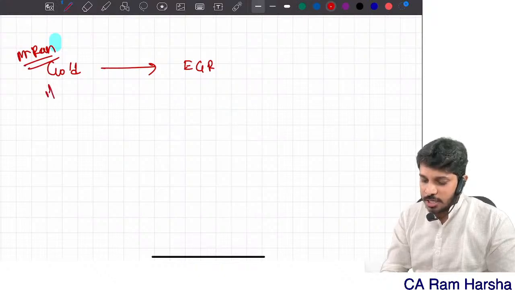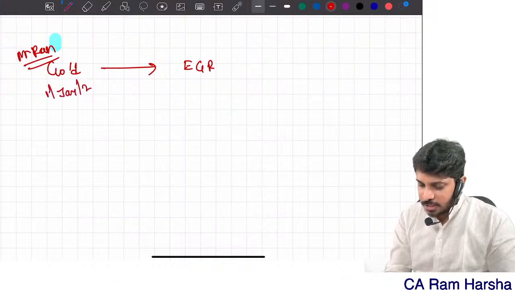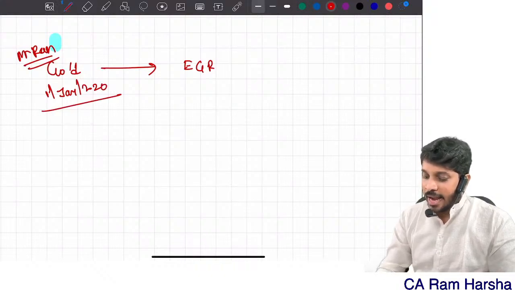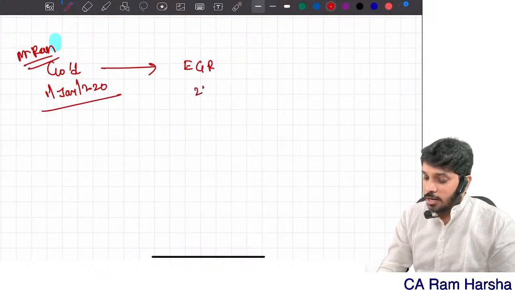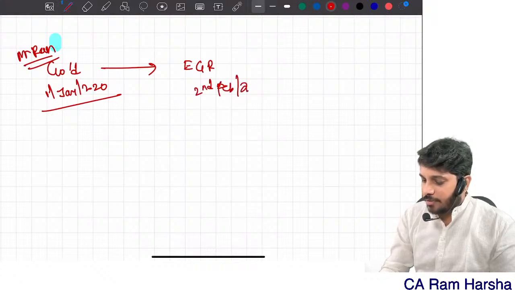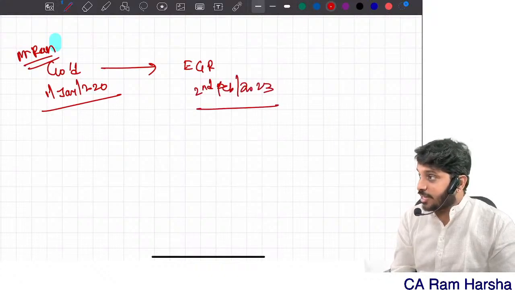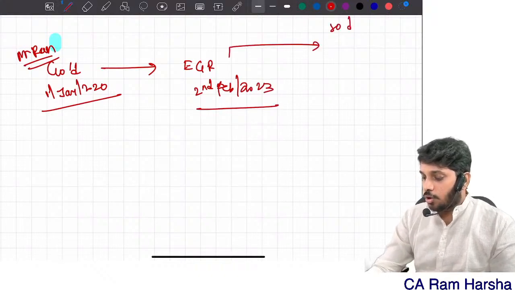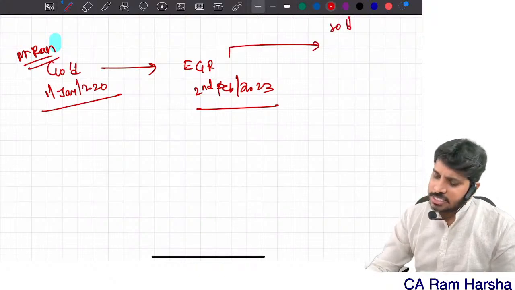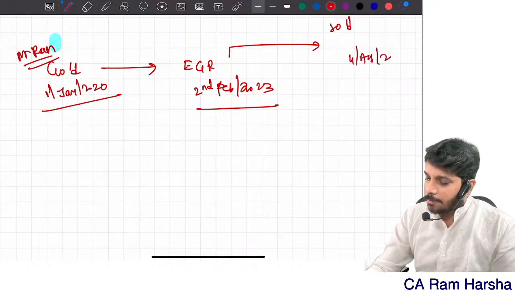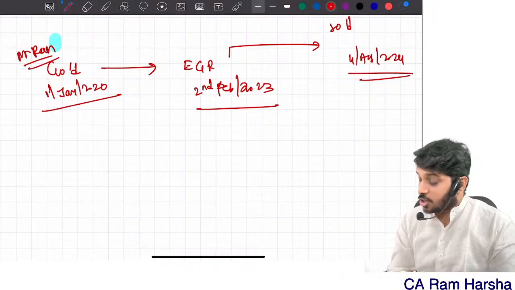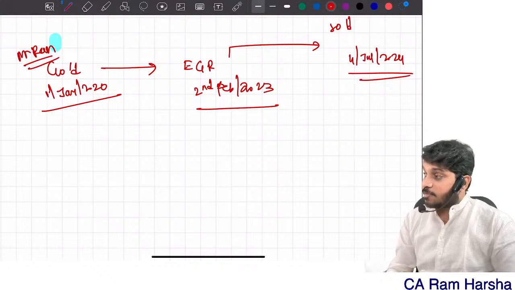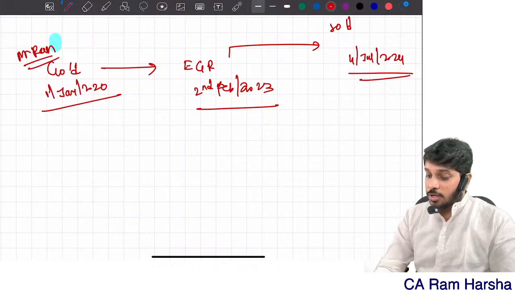This gold was purchased by him on 1st January 2020, and he converted it into EGR on 2nd February 2023. Now this EGR is sold. Let us assume it was sold on 4th July 2024.